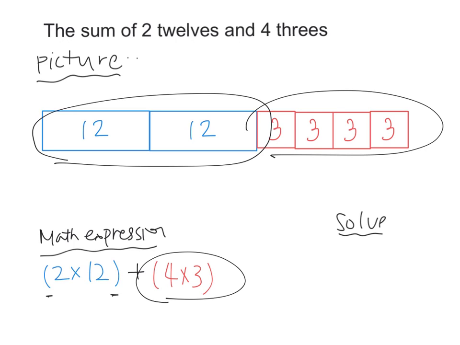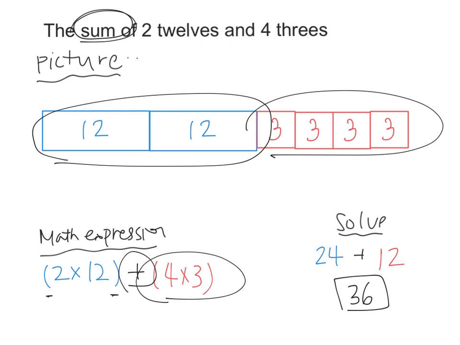Okay, if it asks us to solve, let's figure out how much I have in the 12s first. If I have 2 12s, 2 times 12, how much is that? 24. And if I have 4 3s, 4 times 3, 3 plus 3 plus 3 plus 3, how much do I have? 12. And am I adding, subtracting, multiplying, or dividing? It's telling us to find the sum of it, which means I'm adding. So 24 plus 12 is 36. And that's our answer when we solve it.